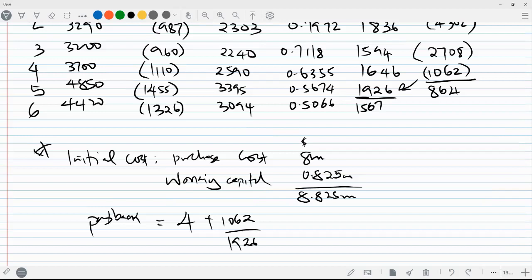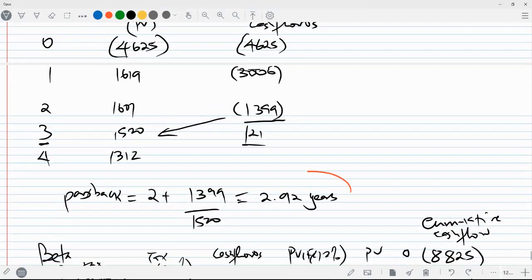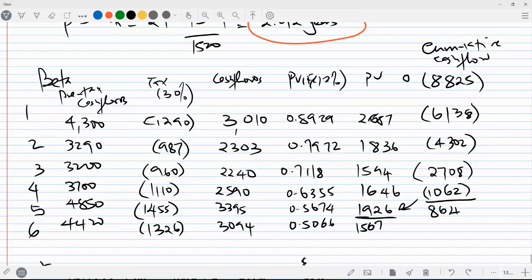Therefore, the discounted payback period for this investment is 1096 divided by 1926, to give 4.55 years. Then you compare this discounted payback period for beta versus alpha. Alpha was 2.92 years. Definitely, of course, we take the one that has the shortest payback period.